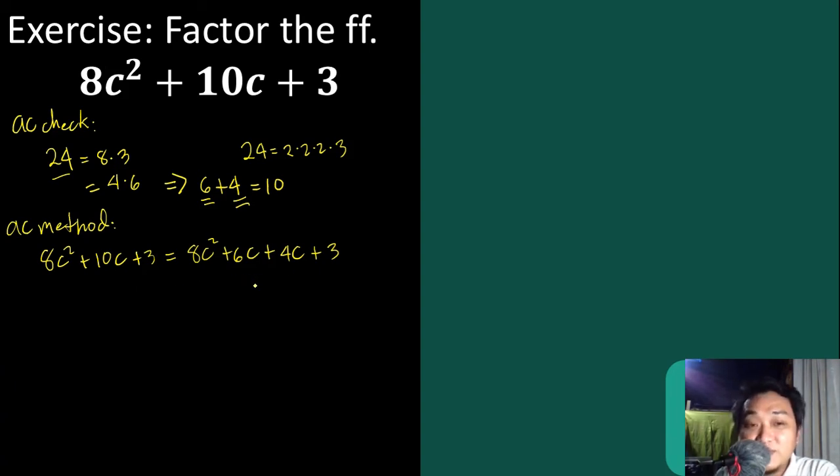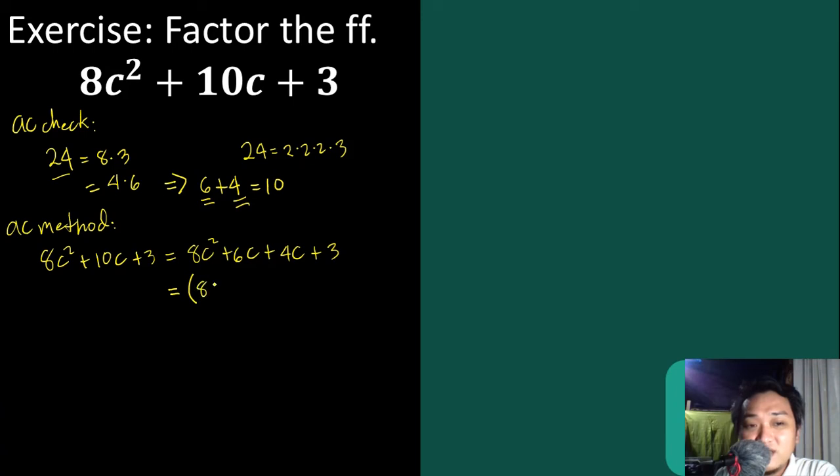Now, always double check kung yung expanded form, siya yung middle term. Kasi sometimes, madalas nagkakamali tayo, lalo na when it comes to the sign of the expanded form. So, mas mabuti siguro na always double check. 6c plus 4c is 10c. So, tama tayo. Ang gagawin na lang natin ngayon, i-group na lang natin siya.